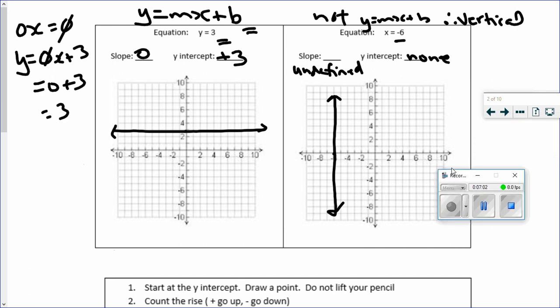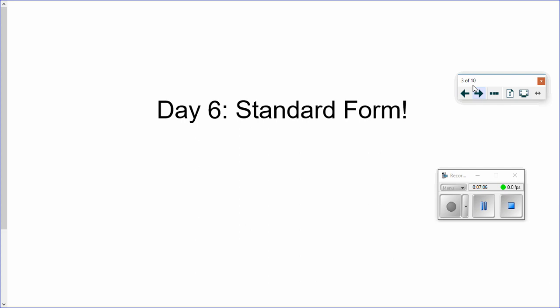Hopefully that's enough of an example that you guys can get this. I don't think I have a second page. I do not.